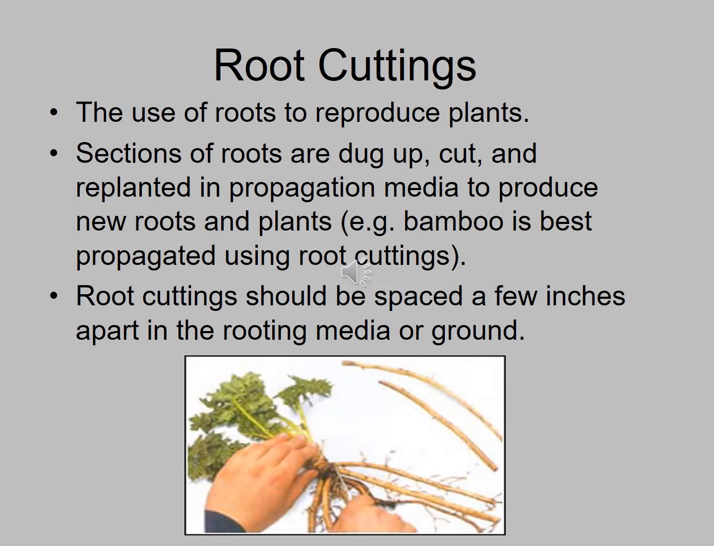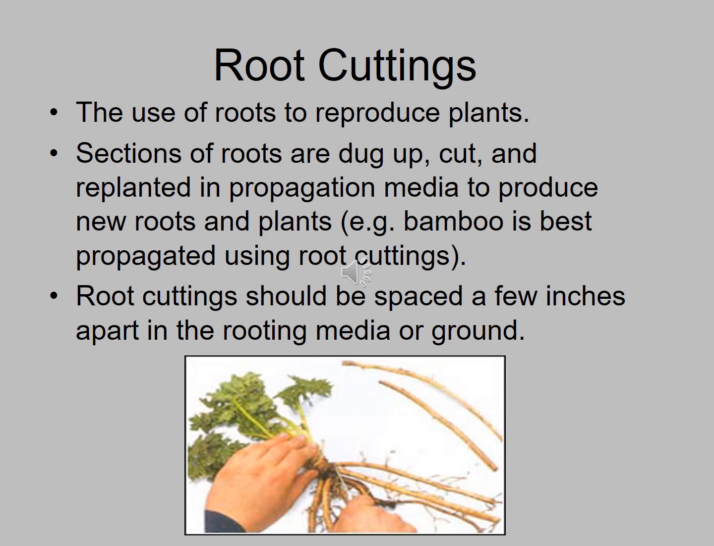Root cuttings can also be taken to propagate plants. The roots are dug up and cut into small sections; how big a section you need depends on the species. Those are then put into their own pot and media and induced, sometimes just through water, sometimes with bottom heat, sometimes with a little rooting hormone, to produce their own smaller new roots and new plants.